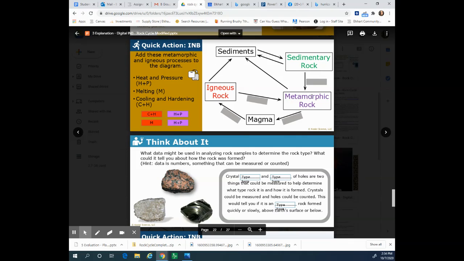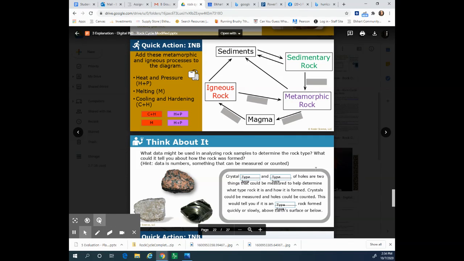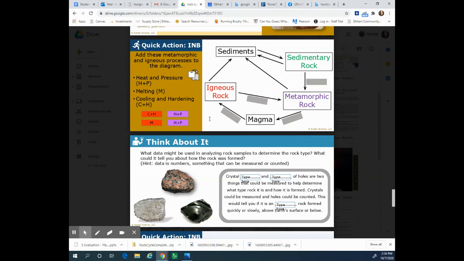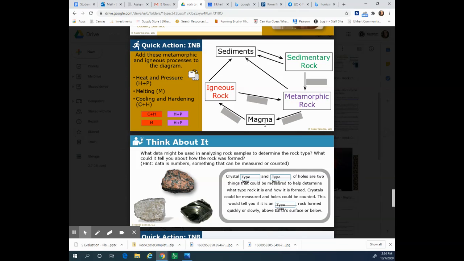Sedimentary rock to metamorphic rock. What happens? H plus P, M, or C plus H? Now let's go with metamorphic rock to magma. What happens? H plus P, M, or C plus H? You'll drag and click it over.